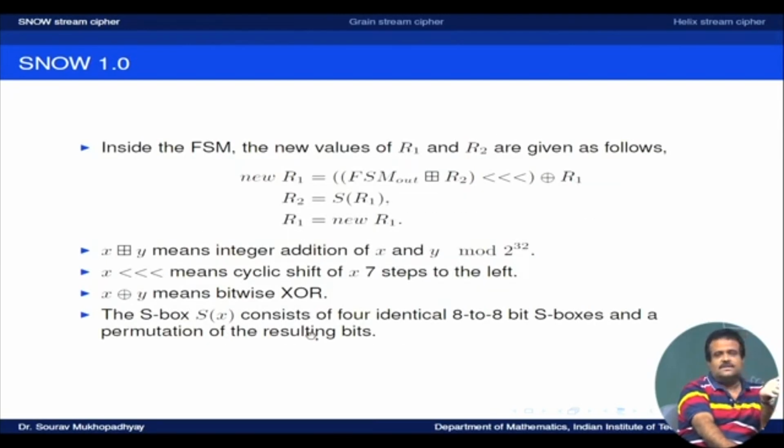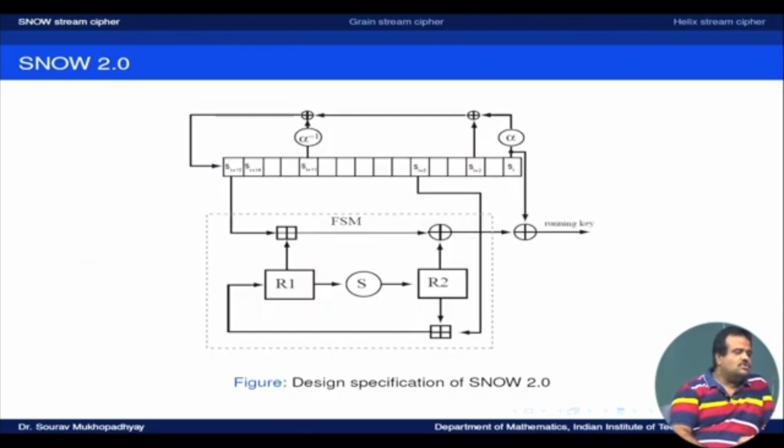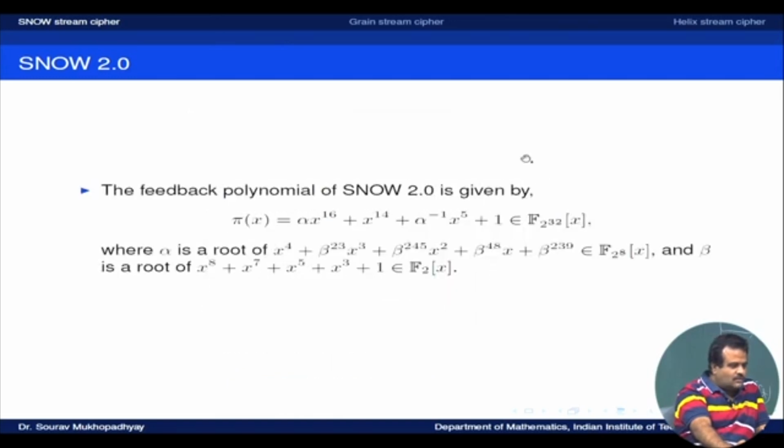This was attacked by some algebraic attacks, and there are many cryptanalyses of SNOW 1 in the literature. So they proposed a new version of SNOW, called SNOW 2. In it they have changed the polynomial and the connection. Instead of taking alpha inverse, they have introduced alpha multiplied with alpha inverse. So this is SNOW 2. The remaining parts are almost the same, except this part, which comes from the polynomial they have changed.